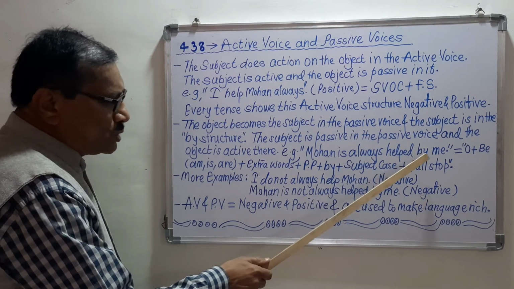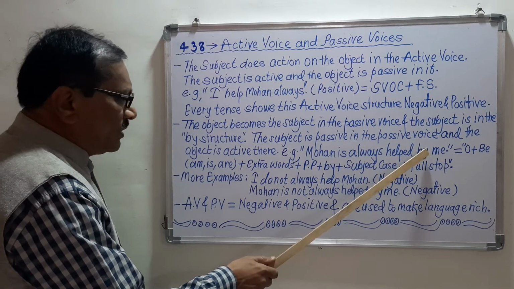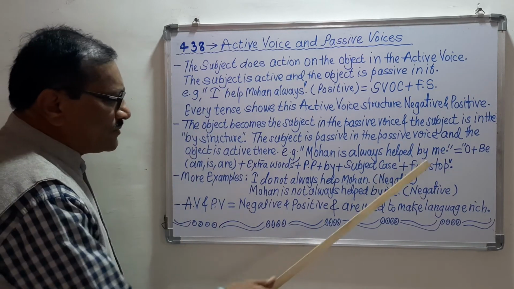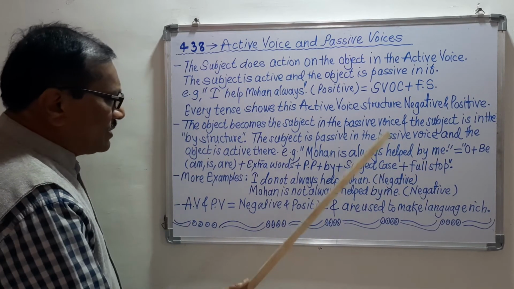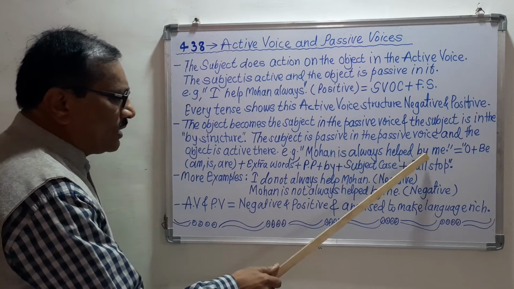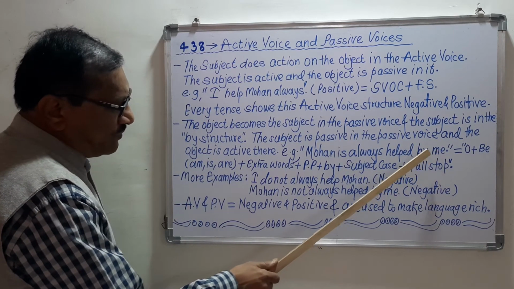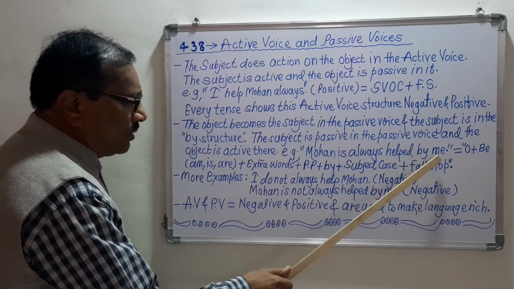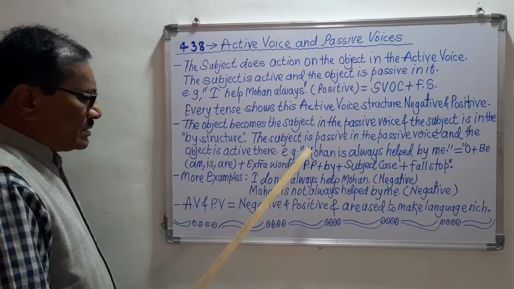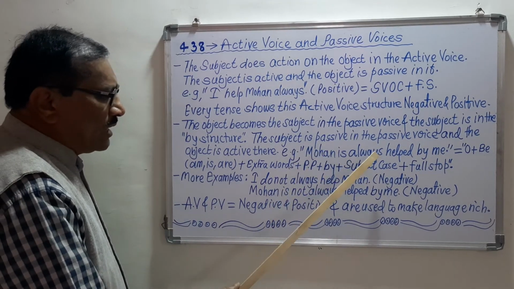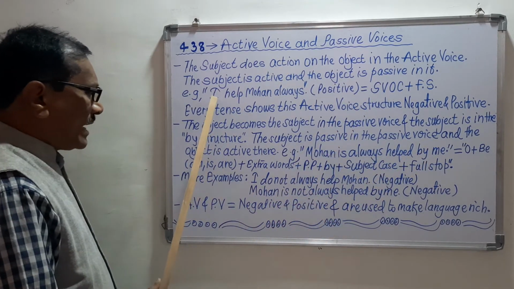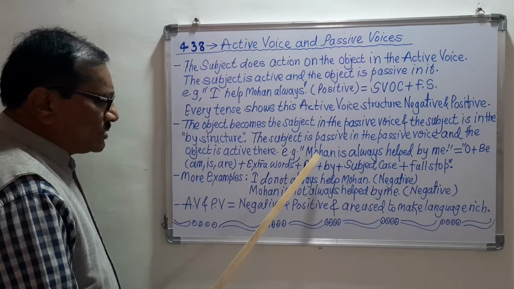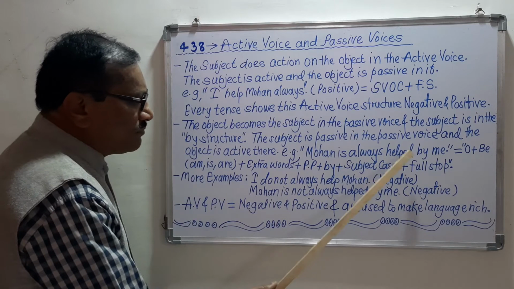Then I have used the particular "by", and then there is "me", which means this "I" has become "me". It means that this subject "I" has gone into the "by" structure. This is the "by" structure, and this subject "I" has gone into it. So the sentence is "Mohan is always helped by me." The active voice is "I help Mohan always", and the passive voice is "Mohan is always helped by me."